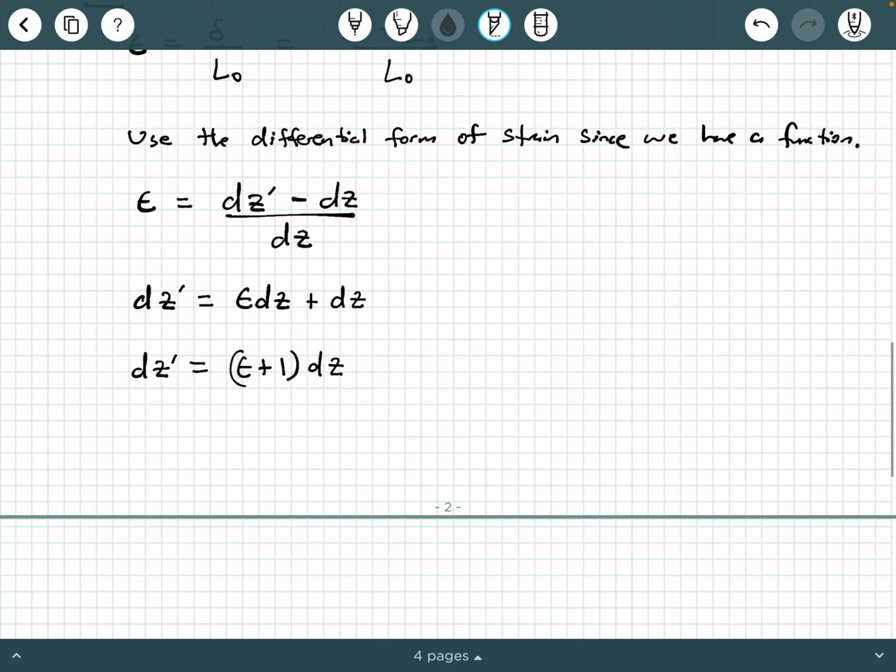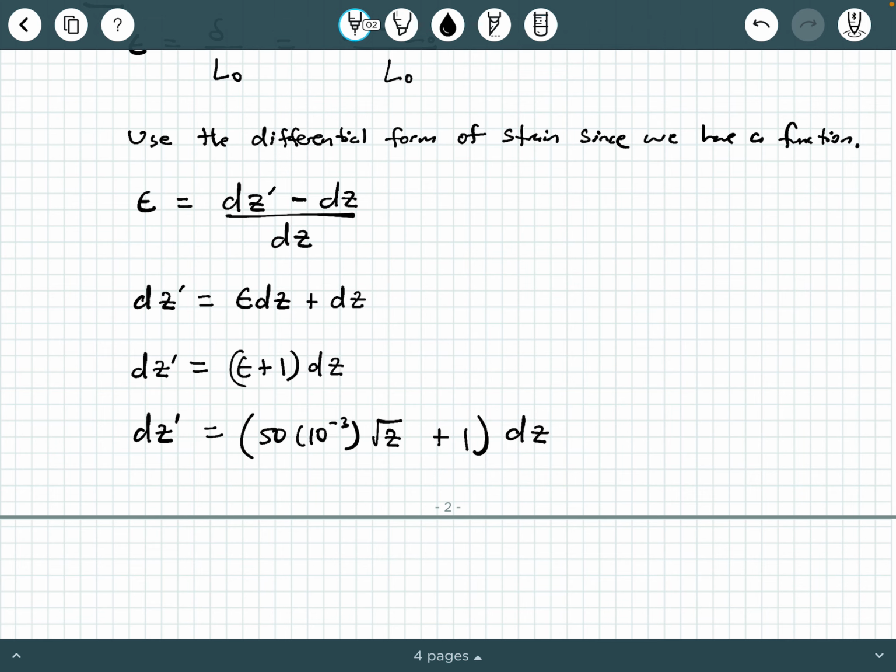So now what I can do is substitute my function in for epsilon, all right? Remember, we had that function. So I'm going to say dz prime equals, open parentheses, 50 times 10 to the minus 3 times the square root of z, and then plus 1, that plus 1 is this plus 1 here, close parentheses, and then dz, okay?